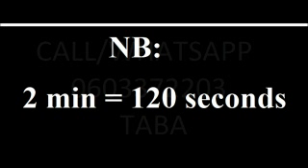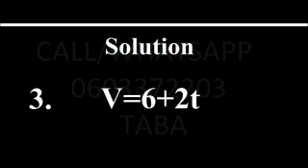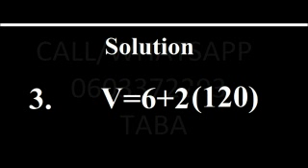Therefore, we must substitute t by 120 seconds and do the calculation to get the value of the final velocity. After substituting t, the new equation is v equals 6 plus 2 times 120. When you do the calculation correctly, you will find that the value of v at the final stage equals 246 meters per second. This is the final velocity required from us.